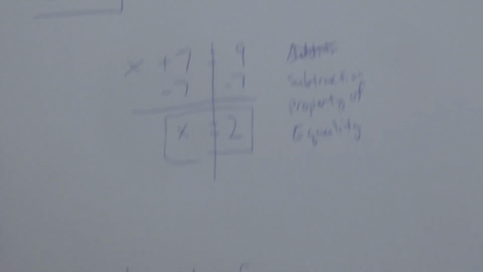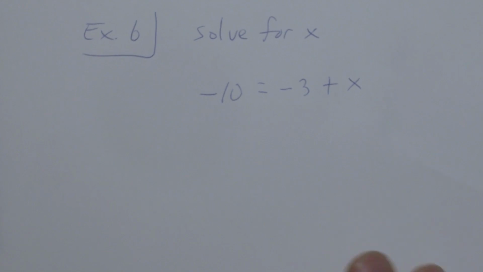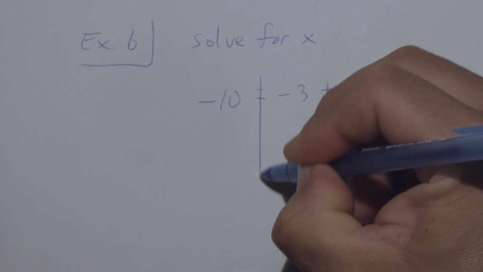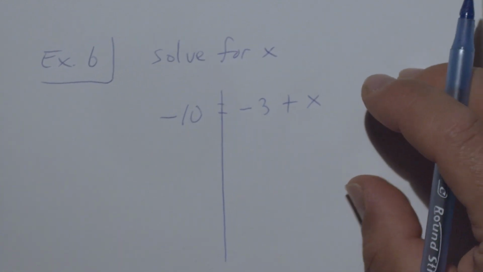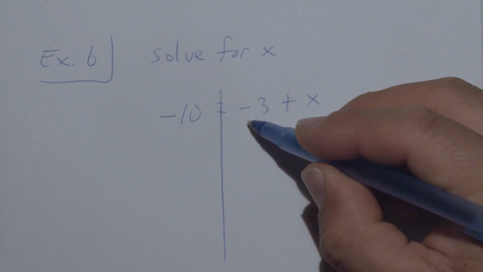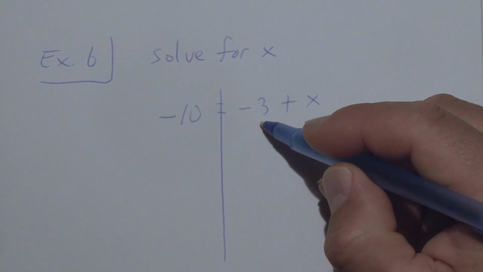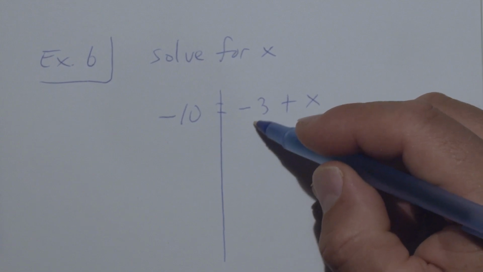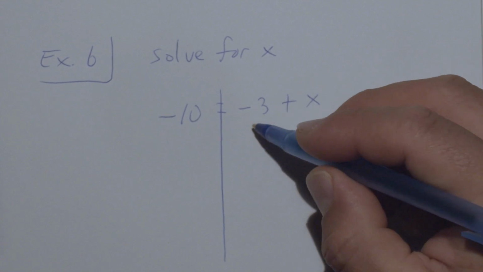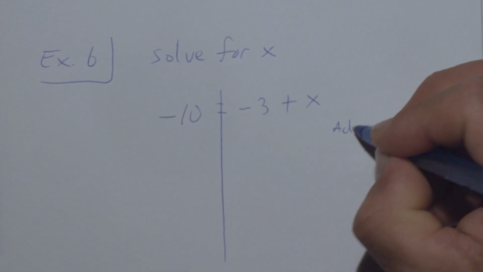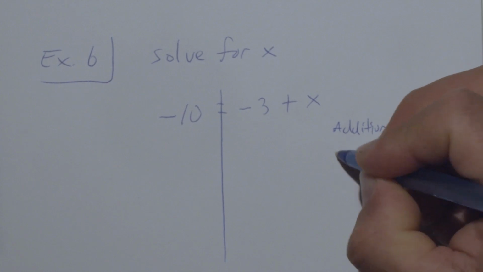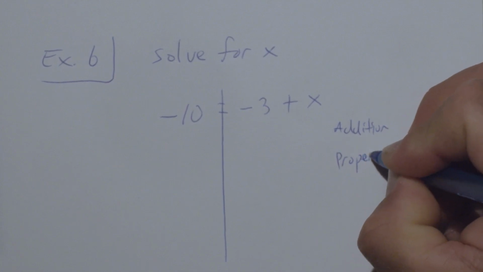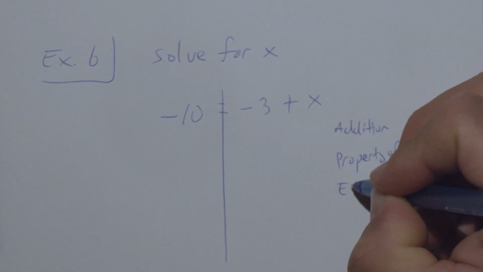Okay, so let's look at example 6 here real quick. Solve for x. We're going to do the same thing. We're going to start with our line. This time, x is almost by itself, but now we've got a negative 3. So think of this as 3 buckets of sand that have been taken from the beach, and there's a hole there, right, of 3. So what we're going to use is the addition property of equality.